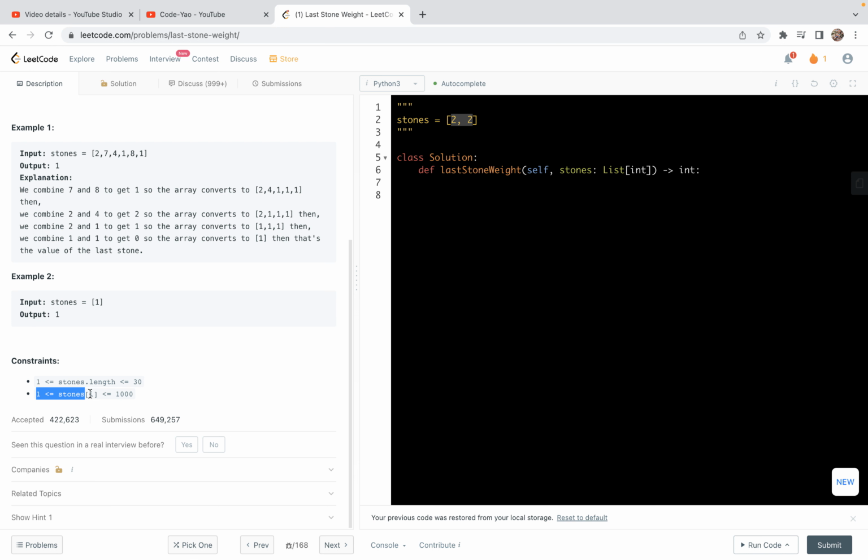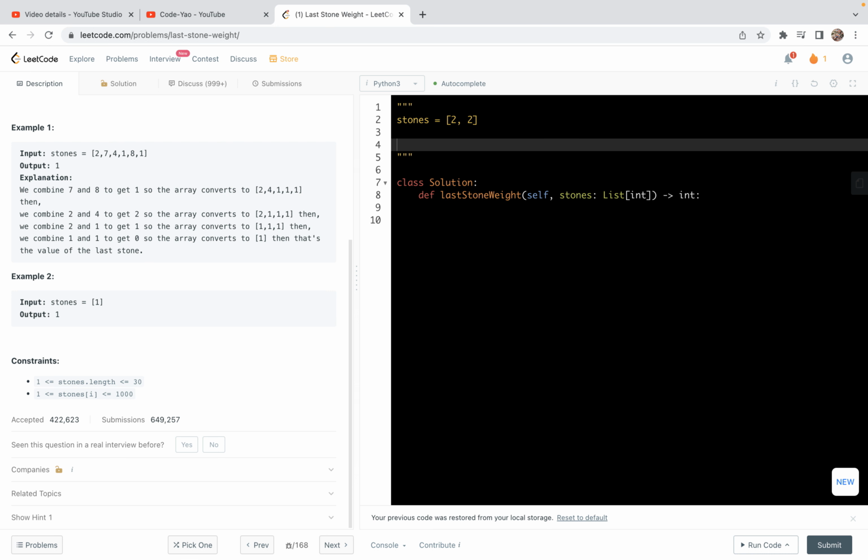And the second one is on the stones' weights, right? They are bounded below by 1, in other words, positive, and bounded above by 1000. So basically the only information we get is that these stones are positive in weights. That should be sufficient. So as for the coding, here is the data structure or data type.